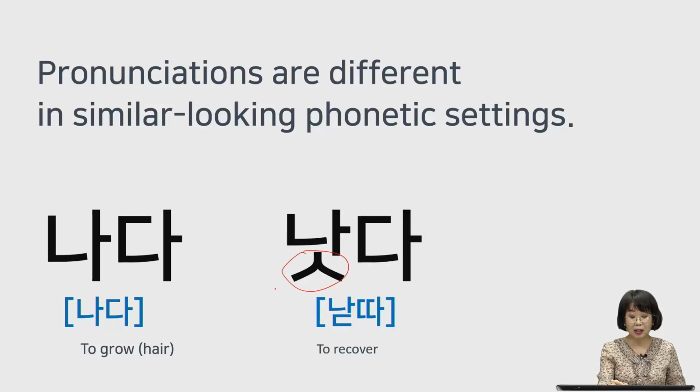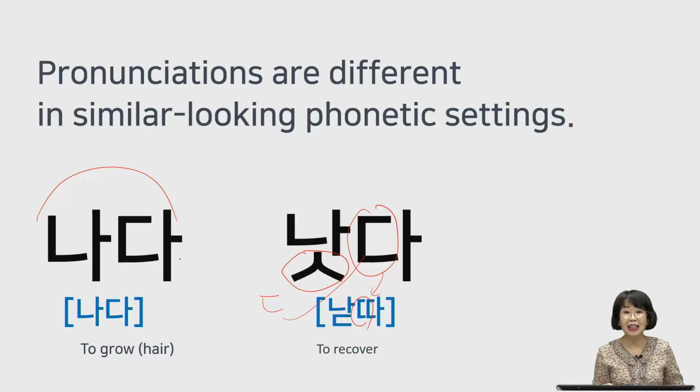This has ㅌ as its representative sound in the last consonant position. ㅌ affects ㄷ, and ㄷ becomes the tense ㄸ sound. 났다, 났다, 났다. 나다, 나다, 나다. 났다.